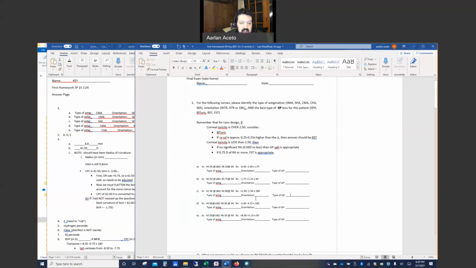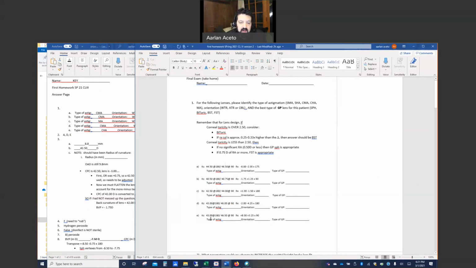And then in this case, I have a 43 and 46. And this is a minus 2, minus 425, axis 180 type of astigmatism. I'm not going to beat you to death with it, but compound myopic with the rule. But in this case, if delta K is 3 and the Rx cyl is minus 4.25, that minus 4.25 is essentially 33% or so higher than that 3 cyl. So I was looking for back surface toric for this to work out properly.